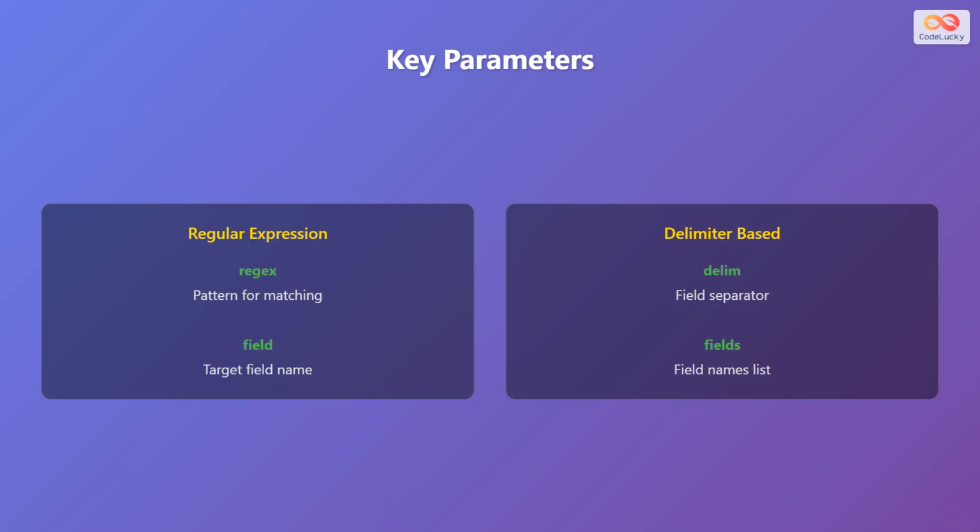The delim parameter specifies the character or string that separates your data elements, such as commas, pipes, or tabs. The fields parameter provides a list of names for the extracted fields in the order they appear in your data. Additionally, for key-value pair extraction, you have pairdelim to separate different pairs and kdelim to separate keys from their corresponding values.